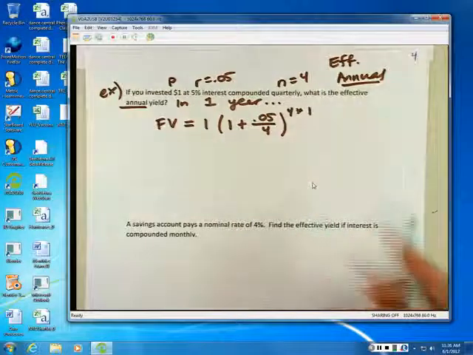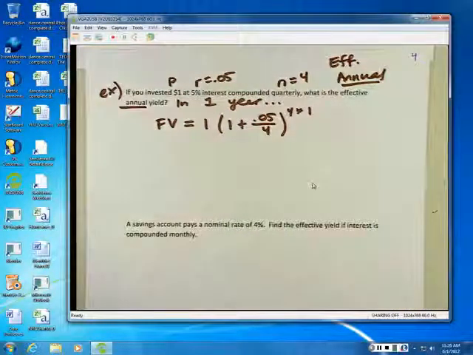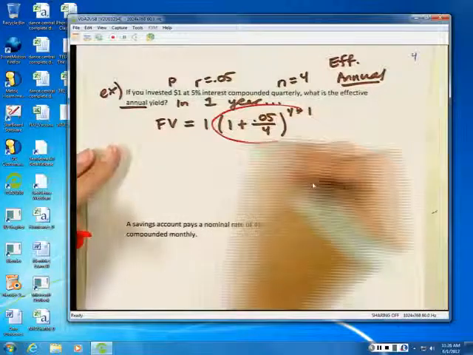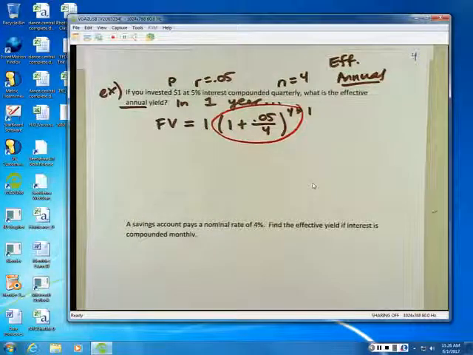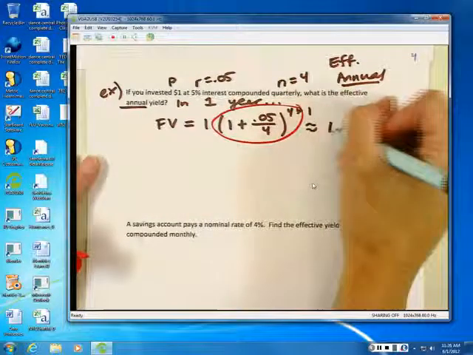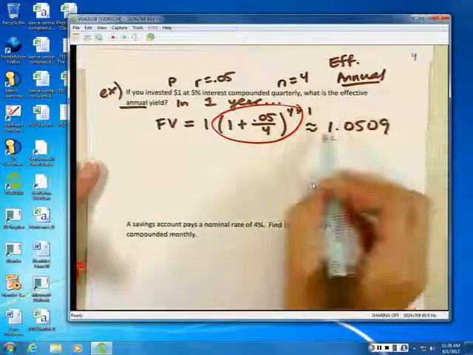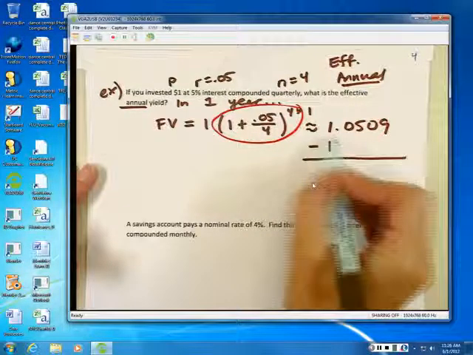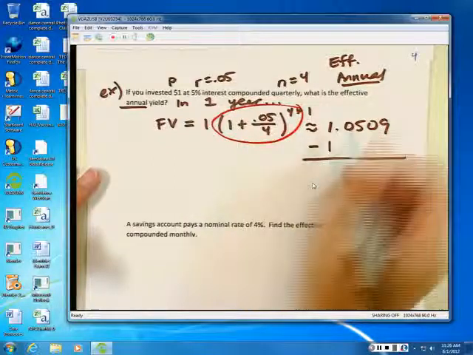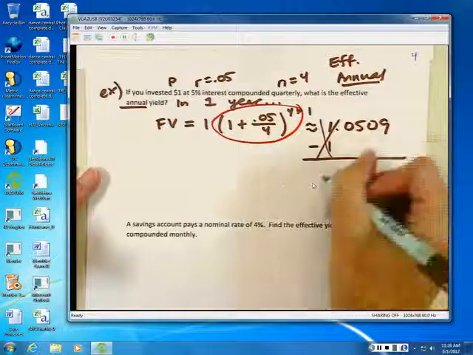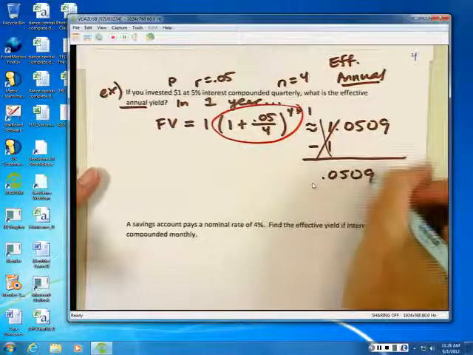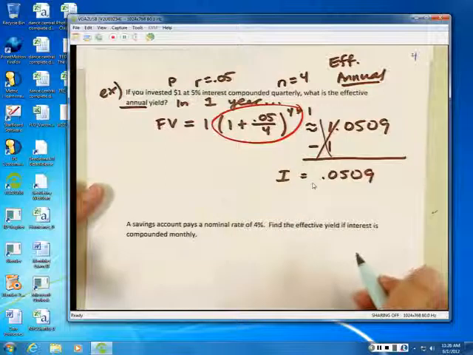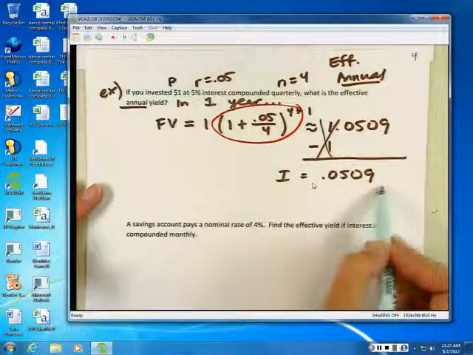So I'm going to grab my calculator. All I really need to do is that piece. So I'm going to do parentheses 1 plus 0.05 divided by 4, parentheses, all to the 4th power. And we get 1.0509. Let's subtract a 1 from there. Remember, I started with 1, so if I subtract out the principal, I end up with the interest, which is 0.0509. So if I subtract out the principal of $1, what I have left in the decimal is the interest.